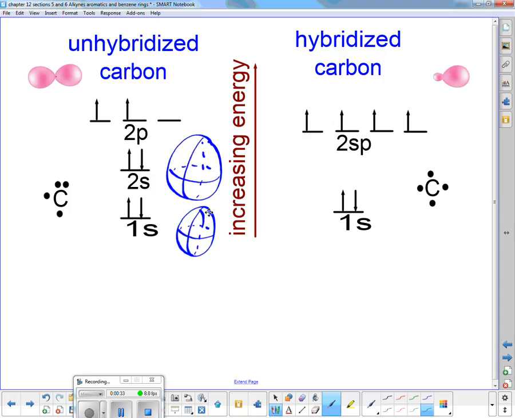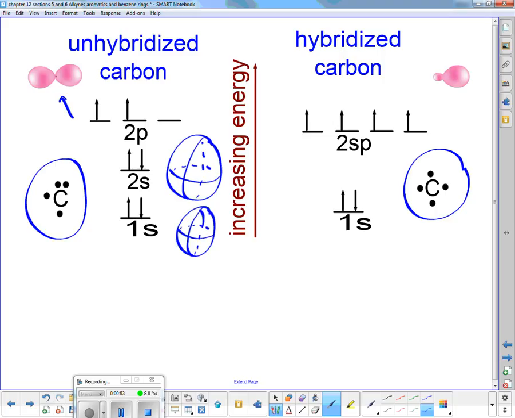But when we get to the 2p, we now have this shape. We have it on the x-axis, the y-axis, and the z-axis. So if we were to write our Lewis dot, we would end up with something like this. But we know that most carbons will go like the one right over here.